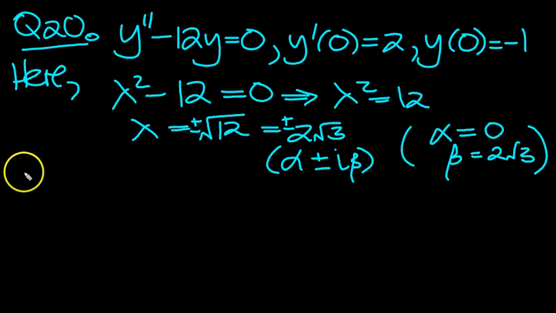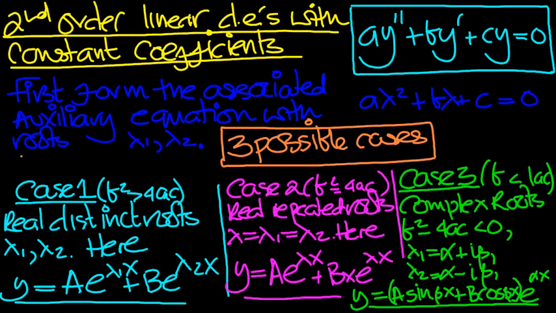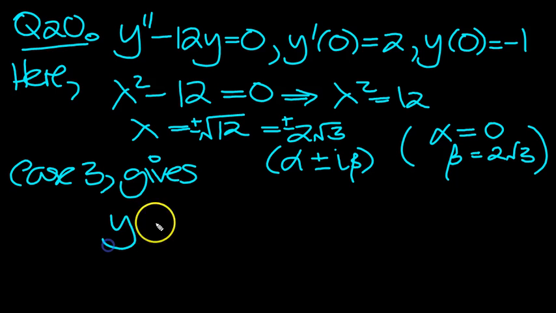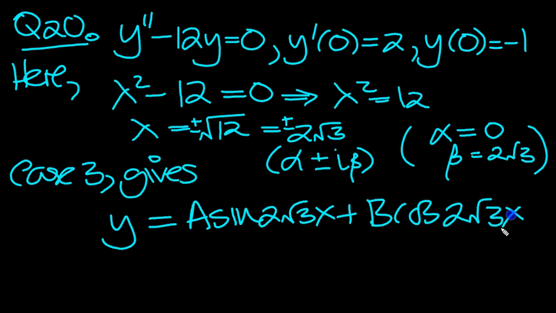It's the complex case, so it's case 3. So that gives, let's have a look then. Here's the complex case, but the alpha is 0, so that's e to the 0, which is 1. So we simply got a sine beta x plus b cos beta x. So y equals then a sine beta, which is 2 root 3, plus b cos 2 root 3x. There we are, that's the general solution then.